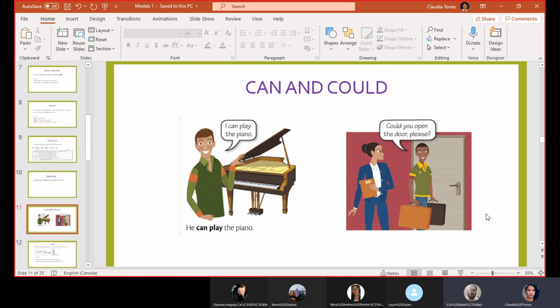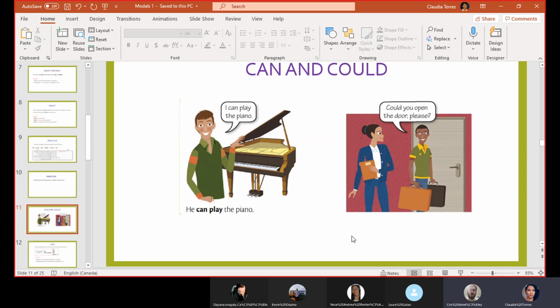But it's a polite manner, right? Because you can say, can you open the door? But it's kind of rude to say can if you don't know the person. Could is more polite. Definitely, could is more polite. But you can also use could in negative and affirmative sentences which are in the past. I'm going to talk about that now.